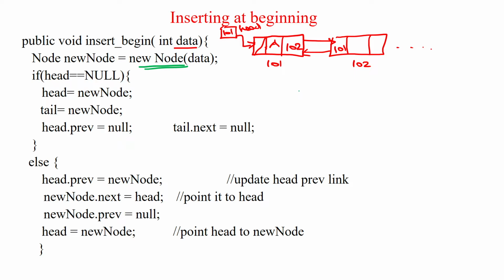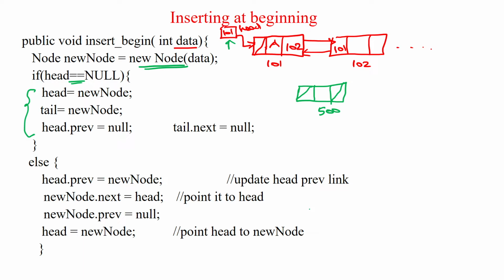So now I am creating the new node. So the new node is created, right? Which may be at address 500. Here, which is also null, this is also null. Right? Now I am checking if my head is equal to null. No, my head is 101. My head is 101, so this portion will not execute.